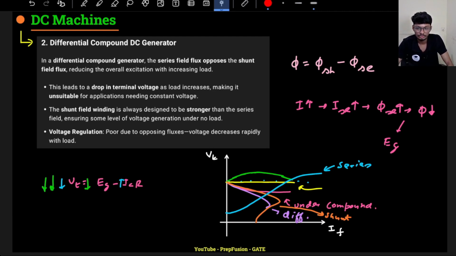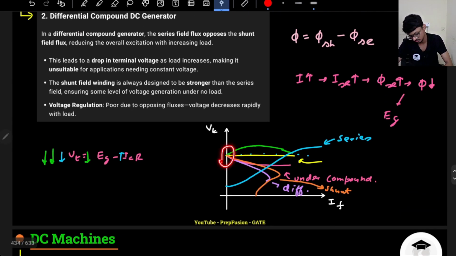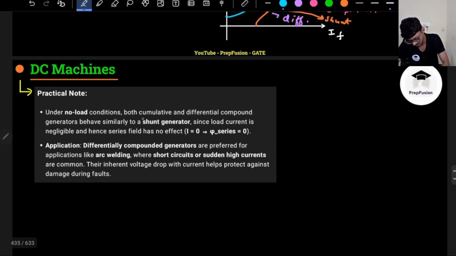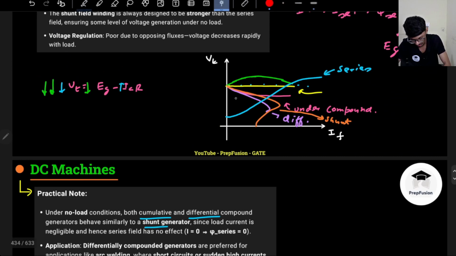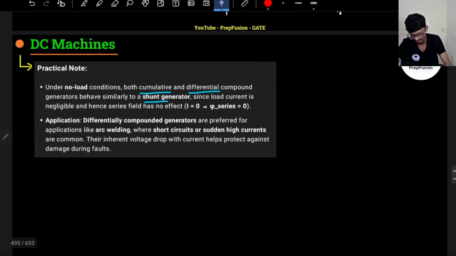Under no load condition, both cumulative and differential compound generators behave similarly to shunt, because at no load only the residual flux will be there, present in the shunt field winding. In the series field winding there is no current. That's why cumulative, differential and shunt generators all behave the same at no load. If you see, all three start from the same point at no load, but after that it changes because the flux behavior changes.